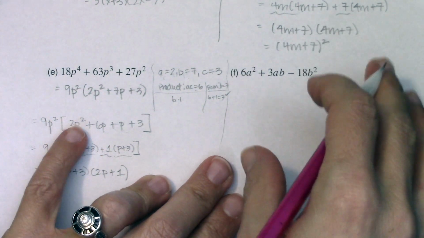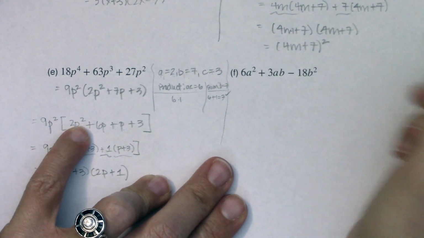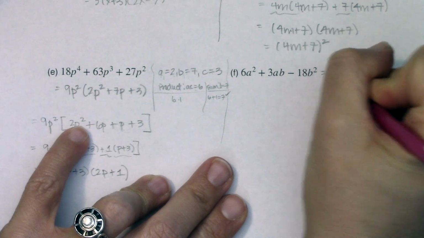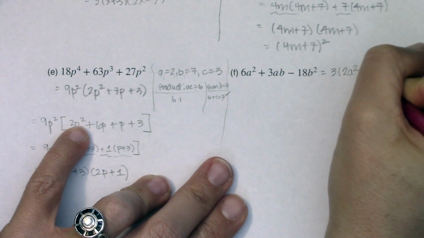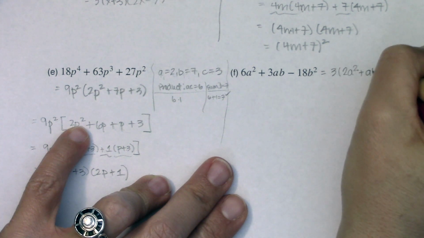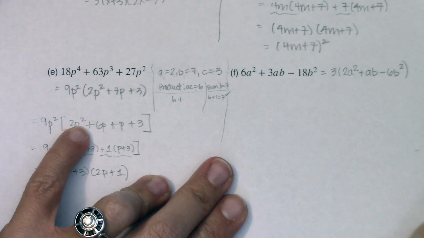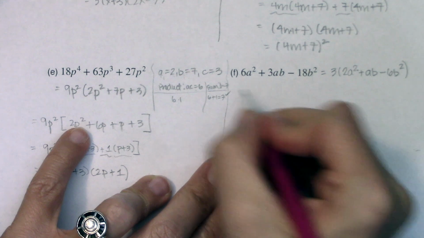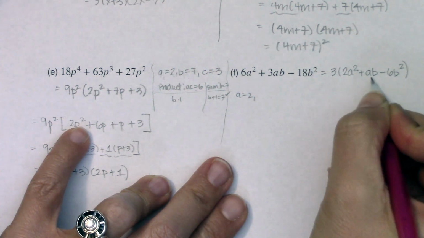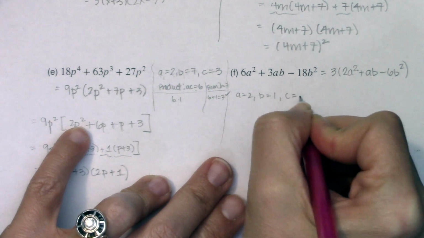Okay. All right, so taking a look at F, we're almost to the end of this, right? These start to get very convoluted and intense, but I can also see that I have a 3 common, right? I have a GCF, so I'm going to factor out the 3. 2a squared plus, what do we got? ab minus, if I take out the 3, I got 6b squared. Okay. So I'm going to double up on the letters A and B, in that I'm going to say A is 2. What do we have? B is positive 1. And C is negative 6.